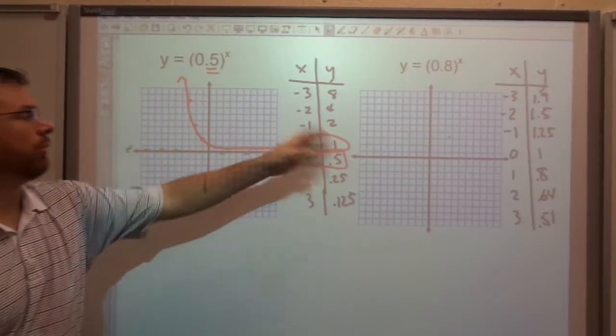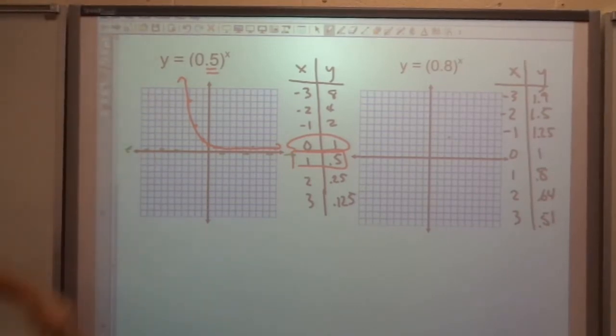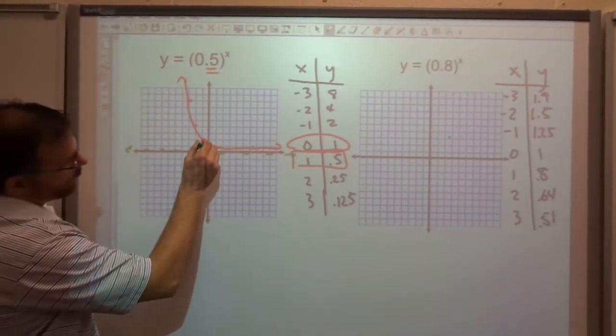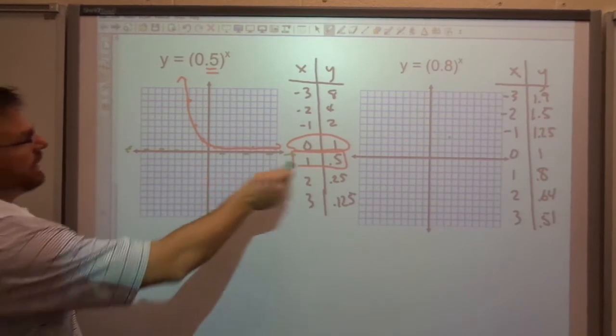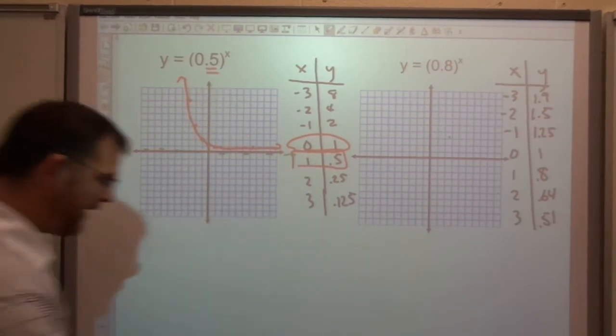The domain is all reals. The range is 0 to infinity. And it's getting smaller and smaller. It has a y-intercept at 1. And when x is 1, y is 0.5.